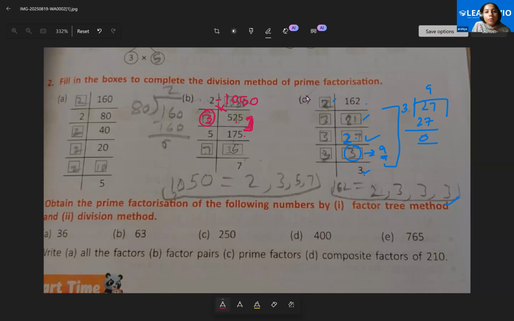But I think, wait a second. I think I did. I just remembered I divided 3 with 525. And but like 3 is not there, right? There's a box here. Yes. But I just tried the hit and trial method.